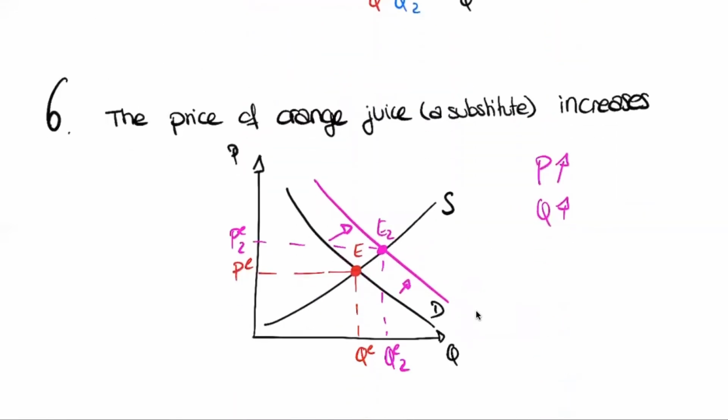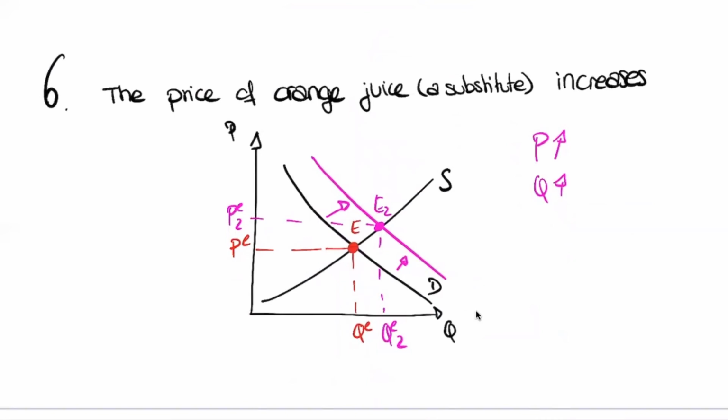And the last example is if the price of orange juice, which is a substitute to milk in that case, increases. Remember, it's a shifter of demand. Our new equilibrium is here, and the price increases and the quantity increases. Why? Because people who were buying orange juice are now buying milk instead.